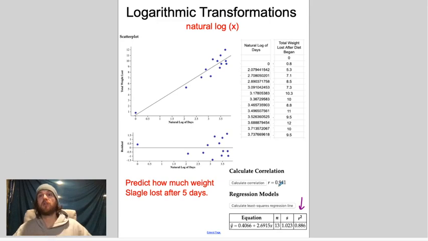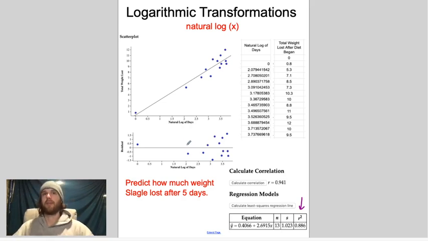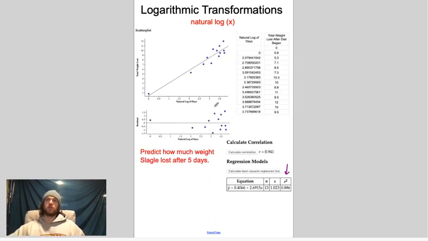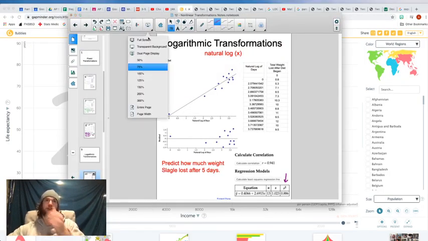So the natural log is looking like, it seems like I have a random scattering of points here and here. There's a big gap there where I probably should have taken more data, but that's okay. It's looking like we could possibly make a prediction. And it looks like this is going to be a good model for us to use. So I took the natural log of x. Let's go ahead and do some math to make our prediction for 5 days.